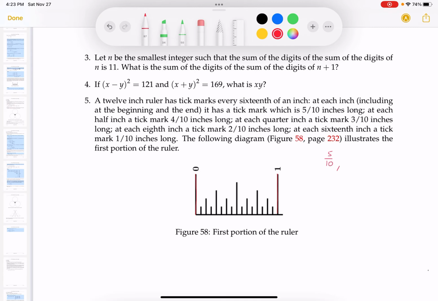All right? Now, it also goes on to say, I got to be careful when I'm reading this over here. It says, they're 5/10 inch long. At each half-inch tick mark, it's 4/10. So this over here is 4/10. All right, you got to keep going. At each quarter-inch, tick marks are 3/10. The quarter-inch, it's 3/10. All right, let's keep going. At the 1/8 inch, it's 2/10.